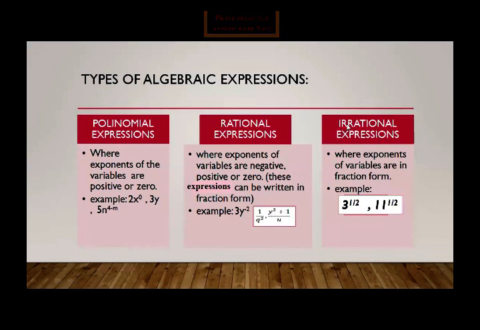The third type of algebraic expression is irrational expressions, where exponents of variables are in fraction form. The examples are 3 raised to power 1 upon 2 or 11 raised to power 1 upon 2. 1 upon 2 can be changed by the radical sign. So it can be written as root of 3, and root of 11.